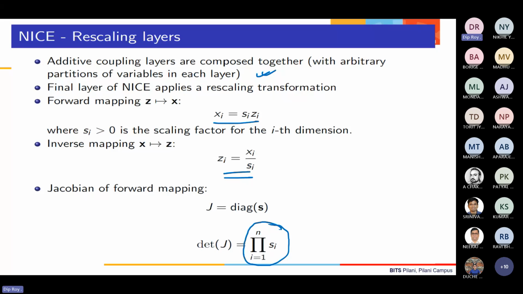The thing to note here is that the additive coupling layers are stacked together to build the model composition, and since all have unit Jacobian determinant, the volume remains the same. We can only move the probability mass around. Now, to allow this model to scale the volume of the space, which is essential for arbitrary representations or densities, we add this rescaling layer at the end, which helps us scale a little bit here and there, which makes it more flexible.